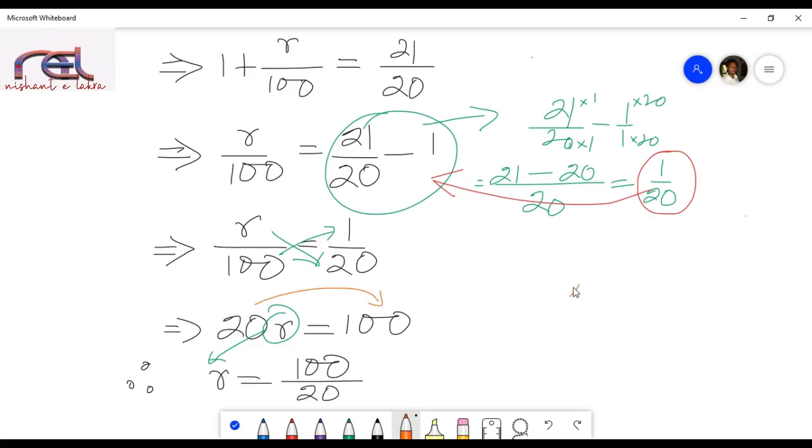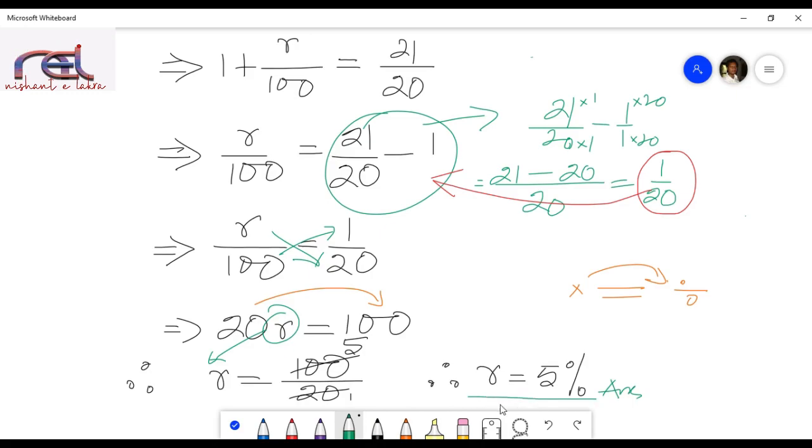And when we simplify this, 100 by 20, right? You know this rule in maths, into to the other side, it becomes division. 20, how much is 100? 25s are 100. So what is the answer then? Therefore, rate is equal to 5%. Quite simple. I think you can solve this.